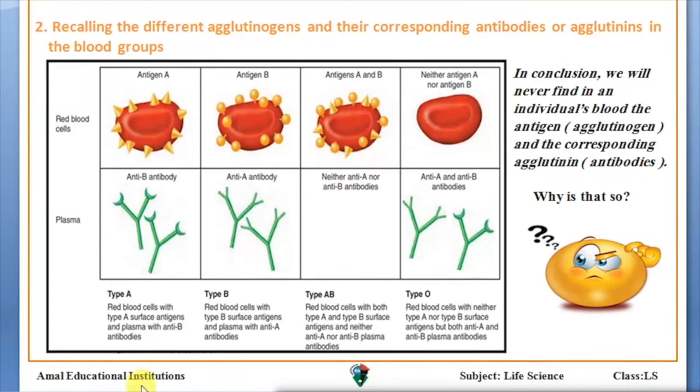Note that the blood groups are named according to the antigens they are representing. Antigen A, Group A. Antigen B, Group B. Antigens A and B, Group AB. No antigen, Group O. So, in conclusion, we will never find in an individual's blood the antigen and the corresponding antibody.